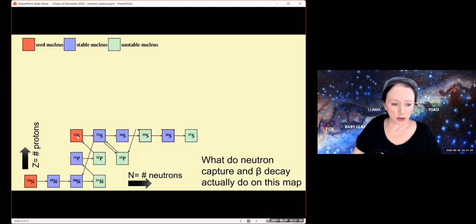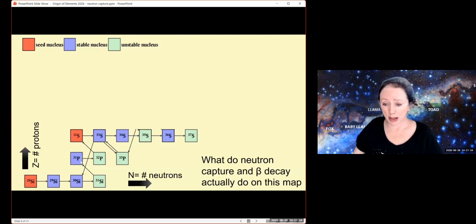If I start here with sulfur, and I add one neutron, I still have sulfur, but N is increased by 1, I have a mass of 33. In this case, this is a stable nucleus. Blue are stable. So it doesn't change much. So then I can add another, and I still have a stable nucleus. So then I can add another. And when I get to here, I get to an unstable nucleus. And under the S process, we're going to have time for it to decay.